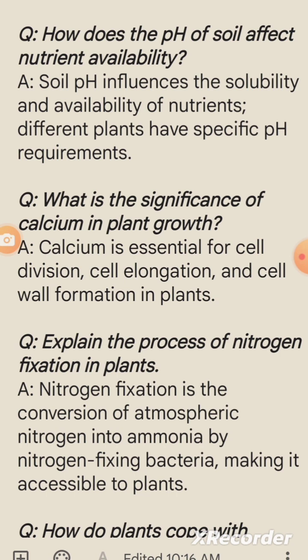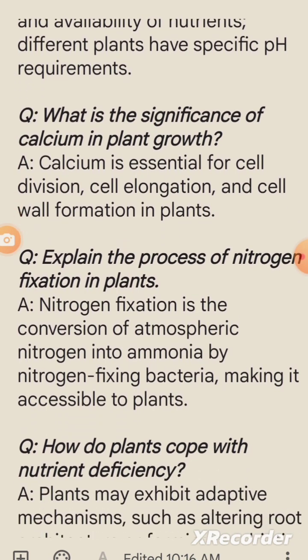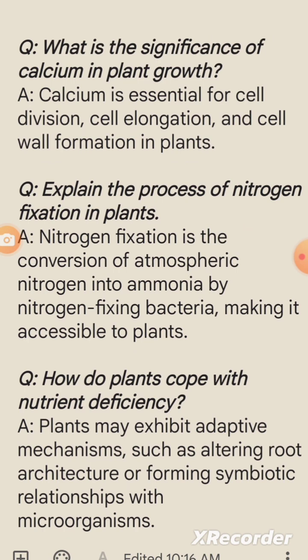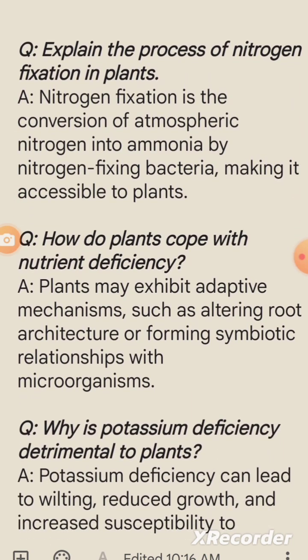Question: explain the process of nitrogen fixation in plants. A. Nitrogen fixation is the conversion of atmospheric nitrogen into ammonia by nitrogen-fixing bacteria, making it accessible to plants. Question: how do plants cope with nutrient deficiency? A. Plants may exhibit adaptive mechanisms, such as altering root architecture or forming symbiotic relationships with microorganisms.